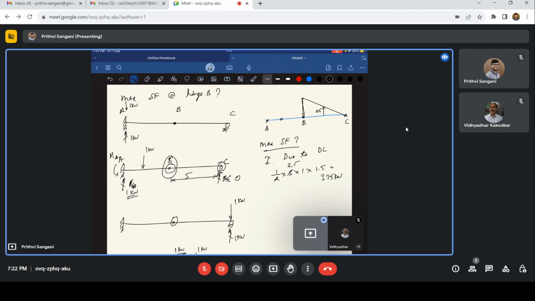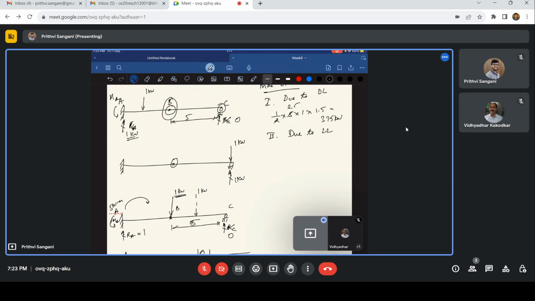So what happens for the live load? Where do we need to place the live load such that we'll have a maximum shear force? Again, the maximum ordinate of the influence line diagram, you place the live load at that position to have a maximum shear force. So I'll place my live load at this point, that is 10 kilonewtons. Second part, due to live load, I have half, sorry, 10 times 1, that is 10 kilonewtons. So the maximum shear force at B is 13.75 kilonewtons.